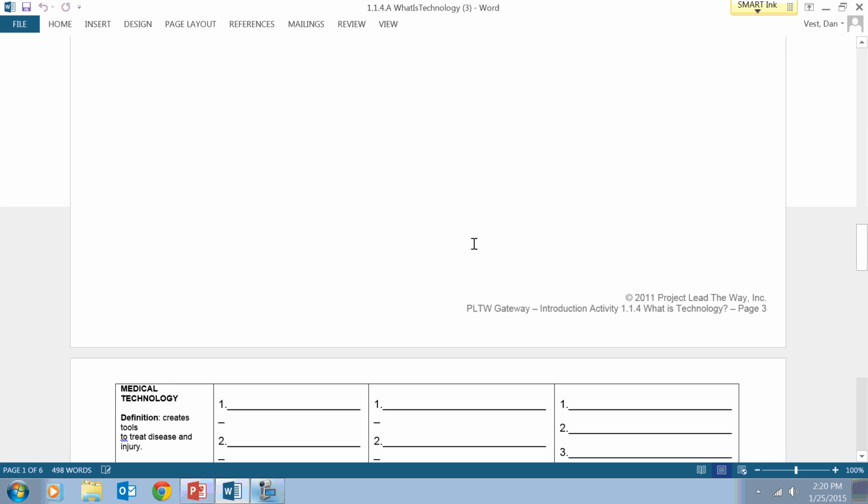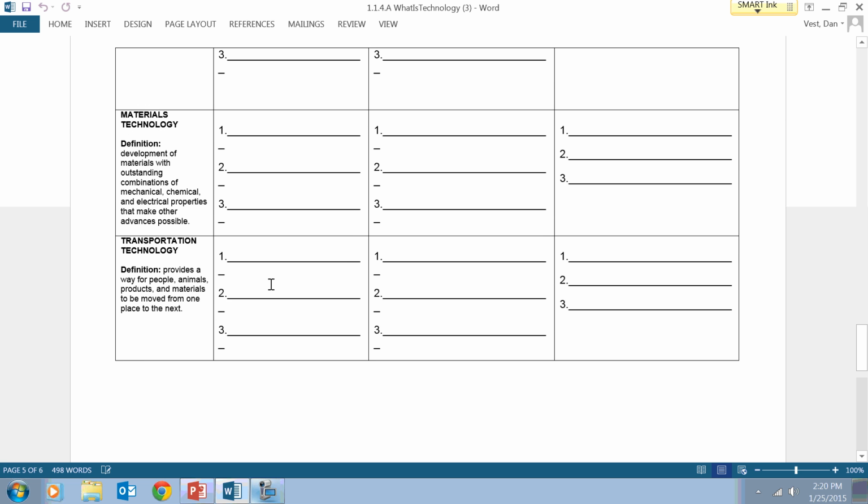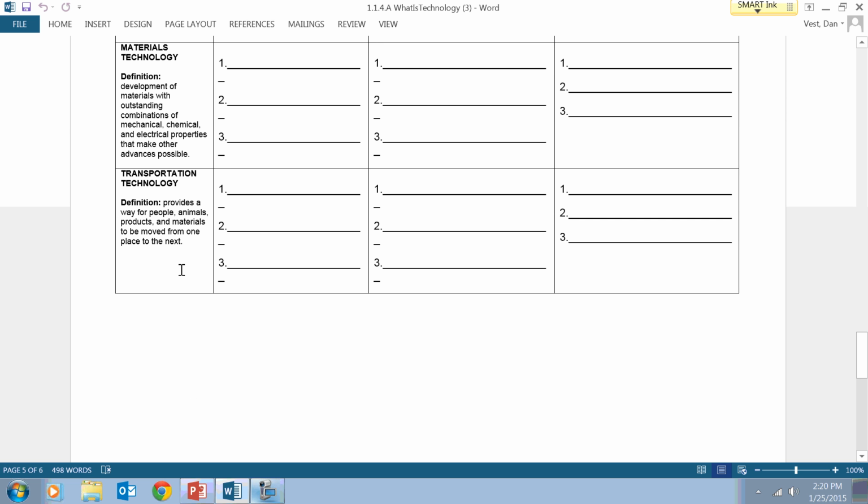So again, you guys have all this. You should have all this up to this point completed, and you should be down here in this category where it says transportation technology, okay?